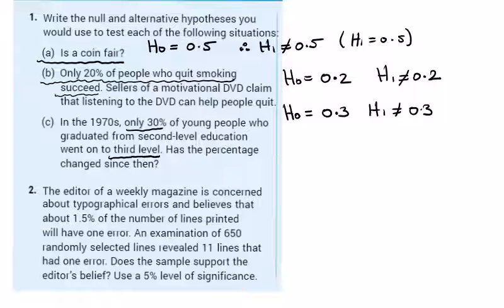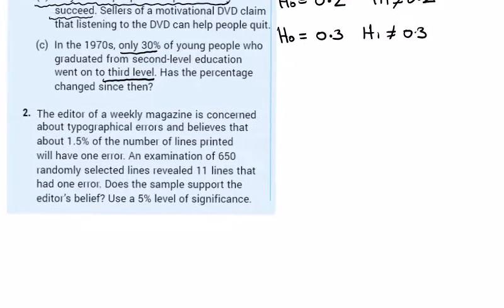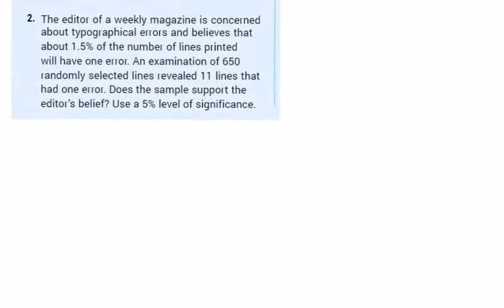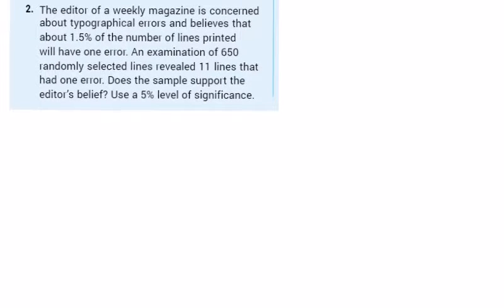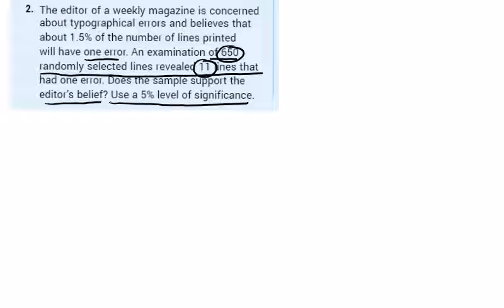So the editor now, a new question. The editor of a weekly magazine is concerned about typographical errors and believes that about 1.5% of the number of lines printed will have one error. An examination of 650 randomly selected lines revealed 11 lines that had one error. Does the sample support the editor's belief, using a 5% level of significance?